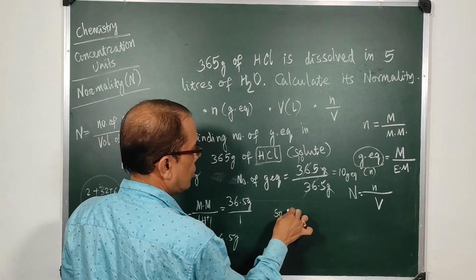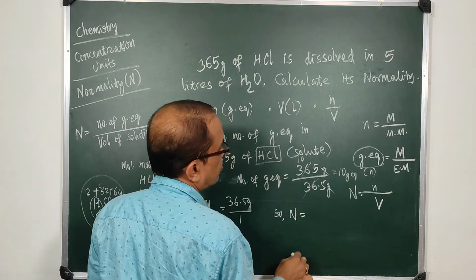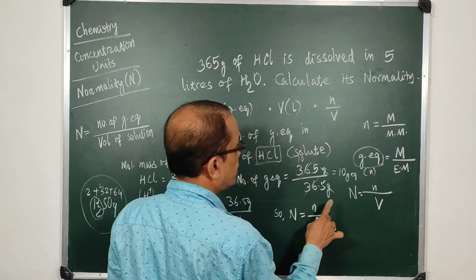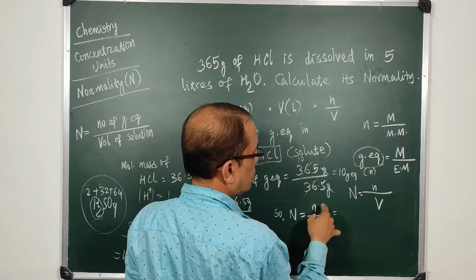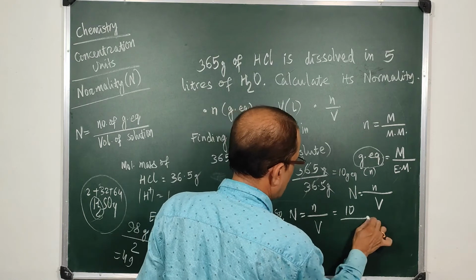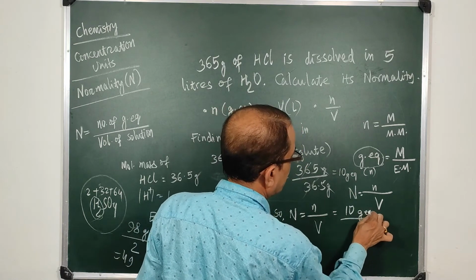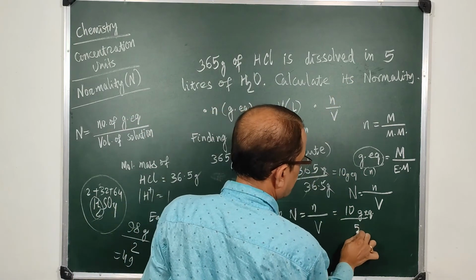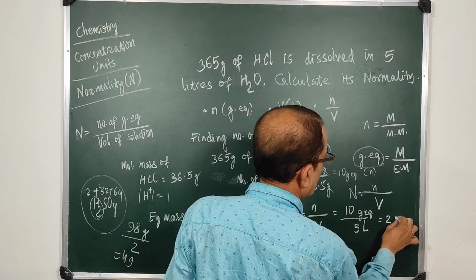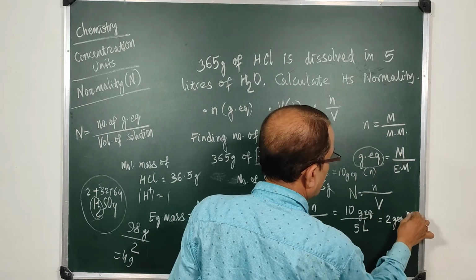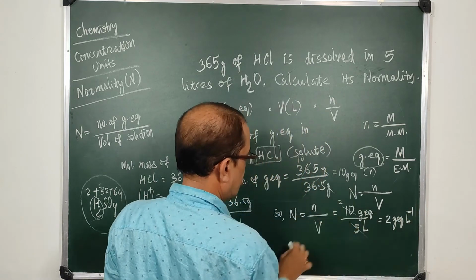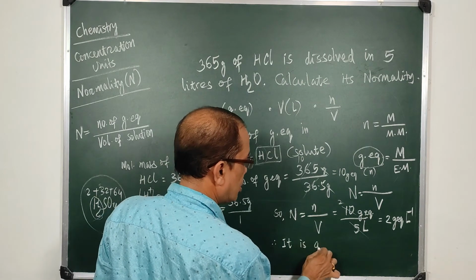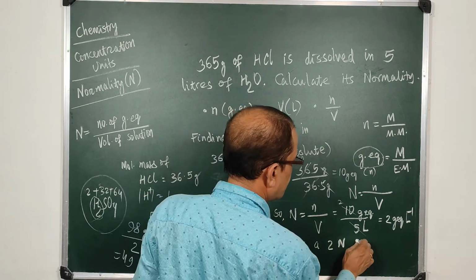So normality will be the number of gram equivalents divided by the volume, and the number of gram equivalents is 10, so 10 gram equivalents divided by the volume, which is 5 liters. So you get 2 gram equivalents per liter, L inverse. So it is a 2 normal solution.